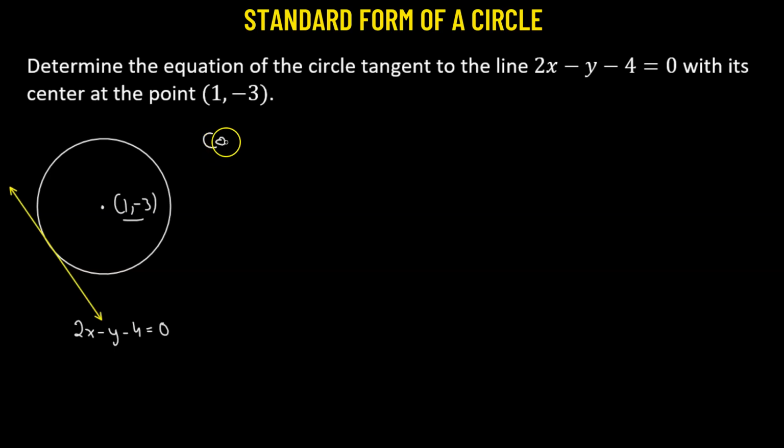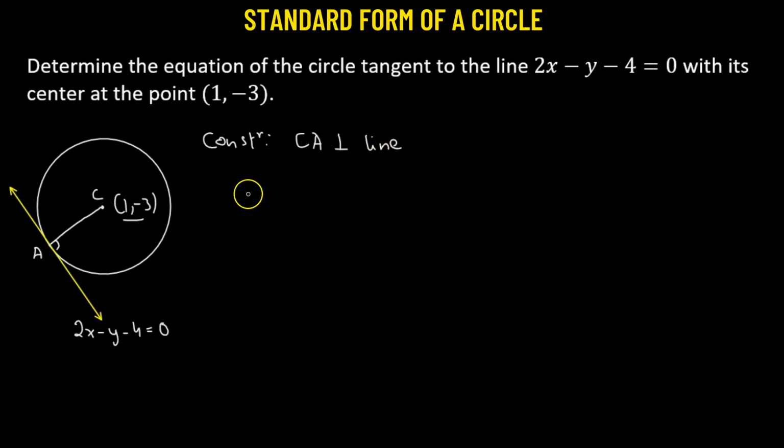We'll start with a construction. We'll consider the center of the circle to be denoted by C. Now from C, we're going to drop a perpendicular on the tangent line. We'll label this point A. Our task will be to find the equation of the line CA. We have drawn CA perpendicular to the line.